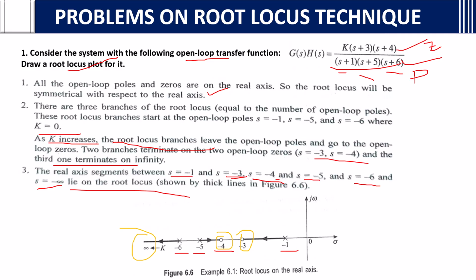If you see, when K is 0, the poles will be here: minus 1, minus 5 and minus 6. As K increases, the root locus branches leave the poles. As you can see from this arrow mark, they leave the open loop poles and go toward the zeros. This arrow mark shows that only. They move towards the zeros, and this one is going to 4, and 6 will go to infinity. Like that, the root locus is plotted.